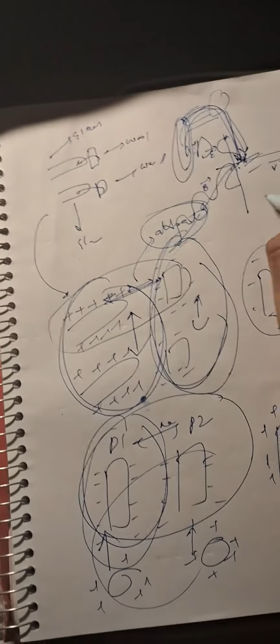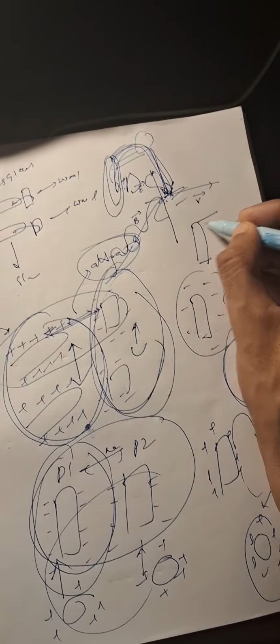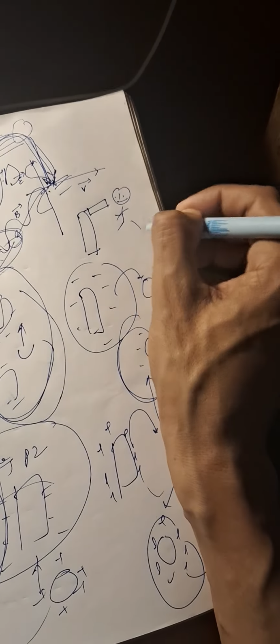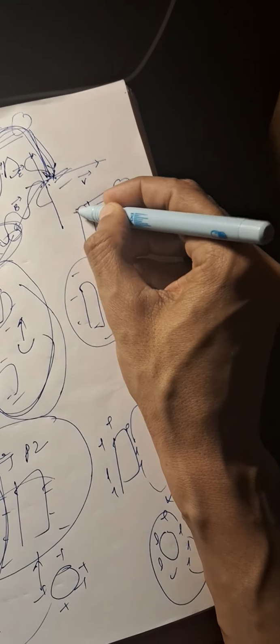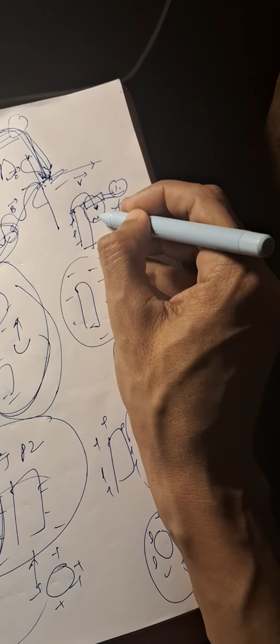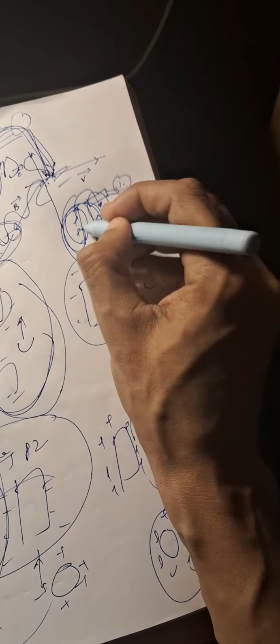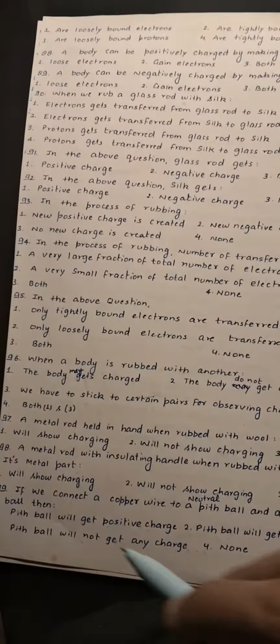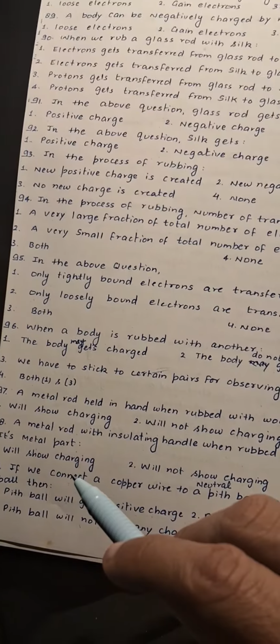However, if you repeat the same process by keeping an insulating handle, the human body here is conducting. So if you keep an insulating handle, then suppose it gets positive charge, this is an insulator, so there will be no transfer of charge, hence it will show charging, and as it can attract other objects. So if you use an insulating handle, certainly it will show charging. So we can say that the first option will be correct over here.